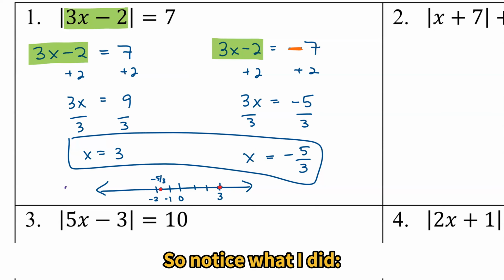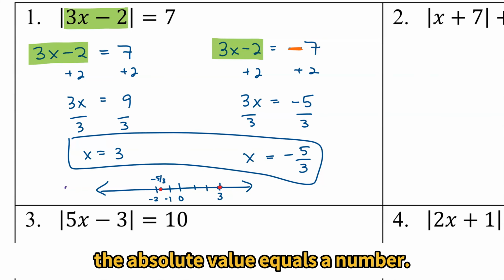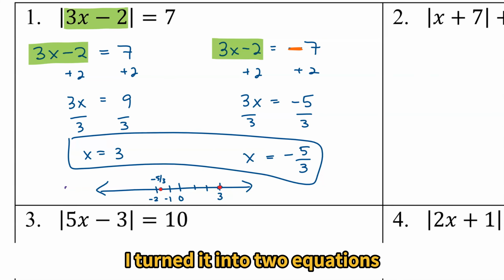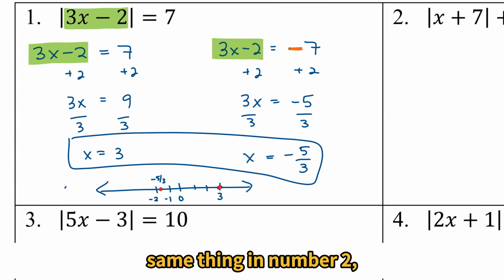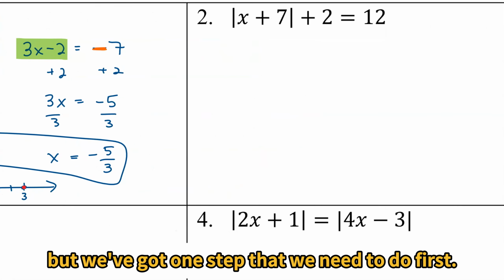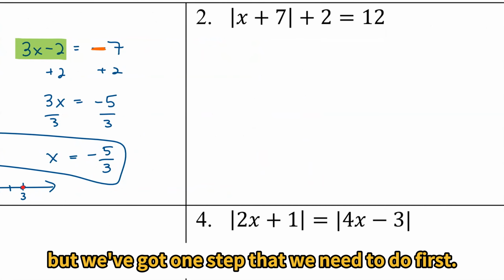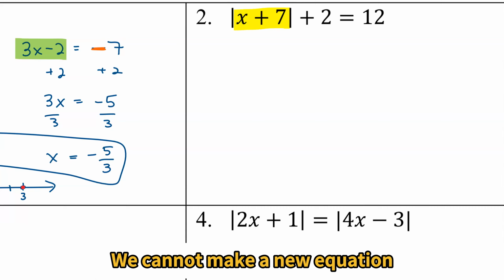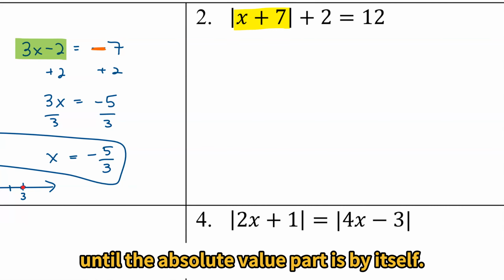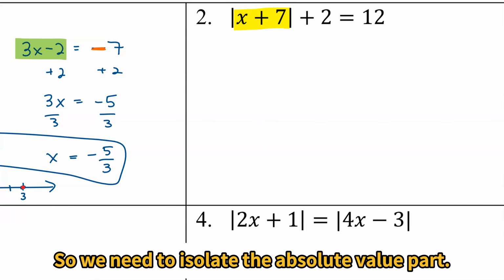So notice what I did. The absolute value equals a number. I turned it into two equations and dropped the absolute value part. We're going to do that same thing in number 2, but we've got one step that we need to do first. Can you see what it is? We cannot make a new equation until the absolute value part is by itself. So we need to isolate the absolute value part.